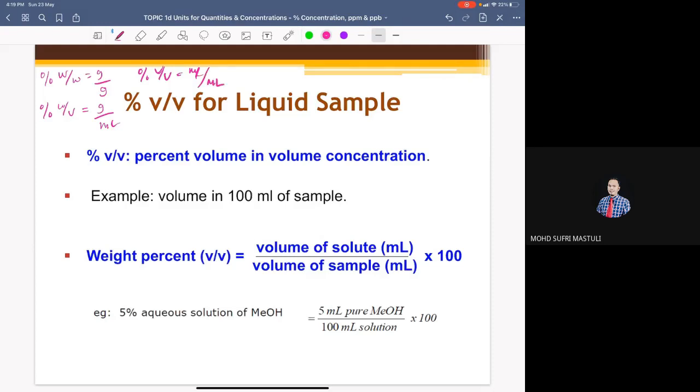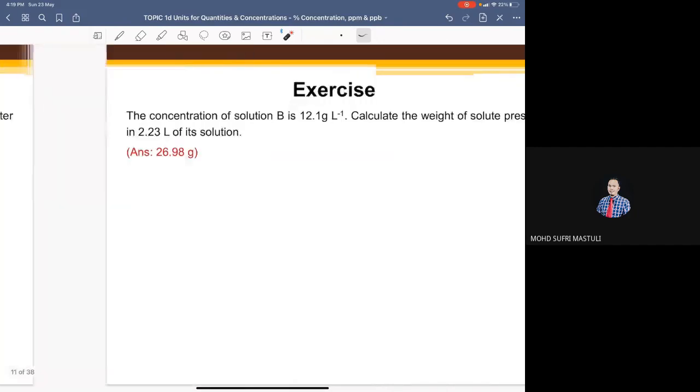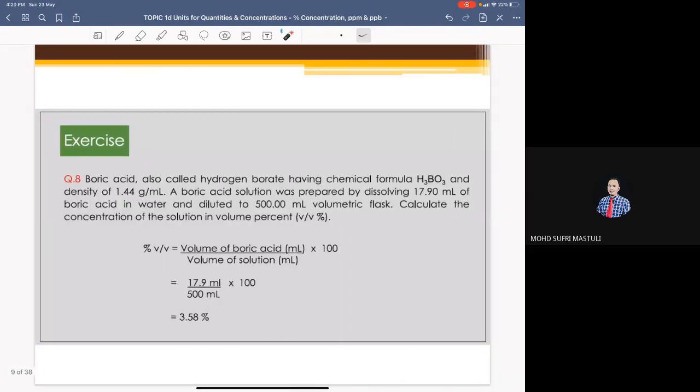Okay, so 5% aqueous solution means that 5 ml of methanol in 100 ml of solution times 100. Okay. This is an example for percentage volume over volume.